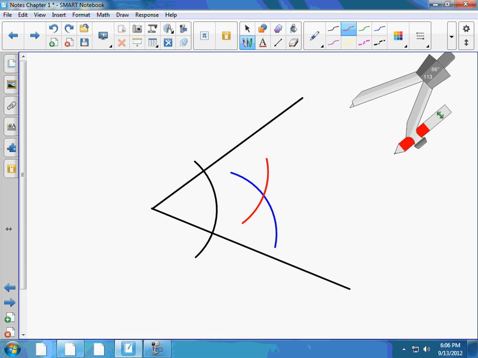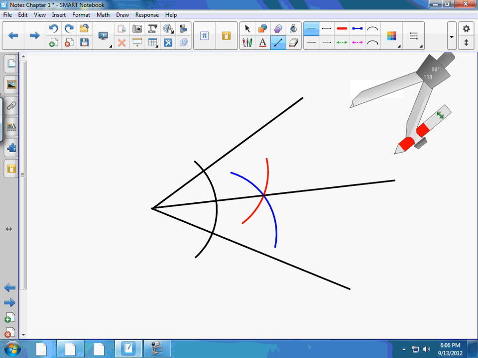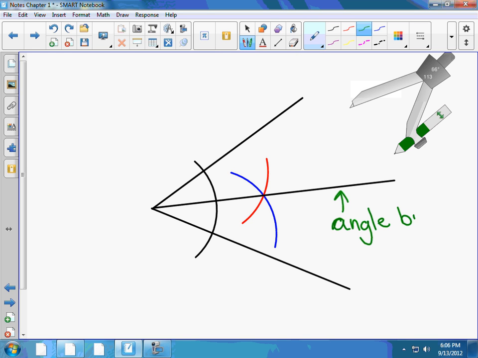The intersection of the blue and the red arc is a point that's on the angle bisector. So now I can connect that point to the vertex of the angle. And we now have our angle bisector. So this angle should be congruent to this one.